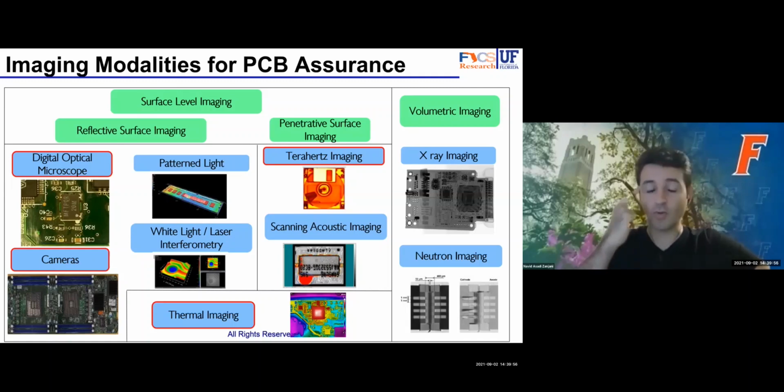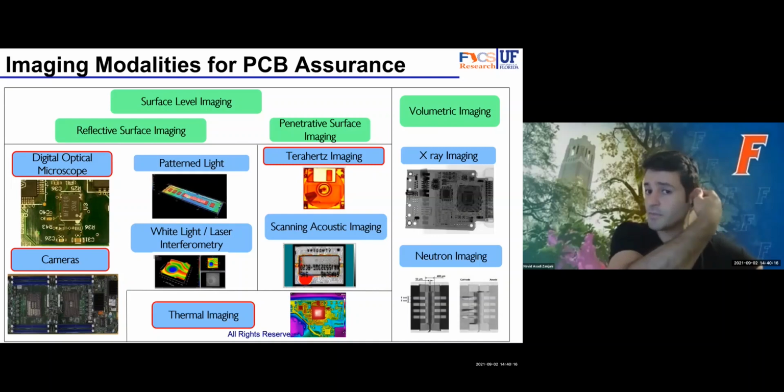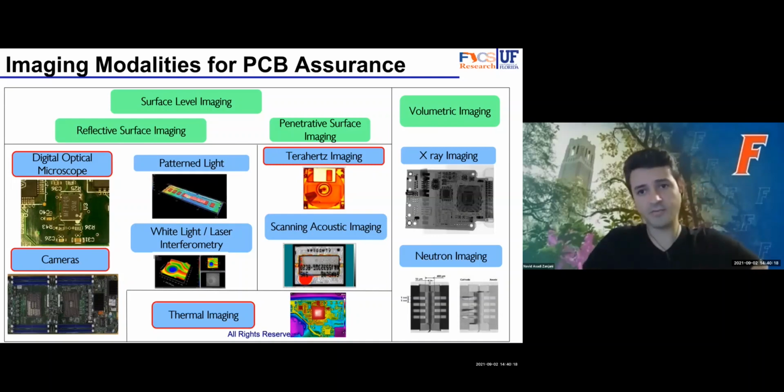Terahertz is one of the modalities that is not explored a lot because of its high frequency. There is a lot of information in the signal. Images can be reconstructed from the signal, and even material information can be extracted from it. So just giving an idea of some modalities here.